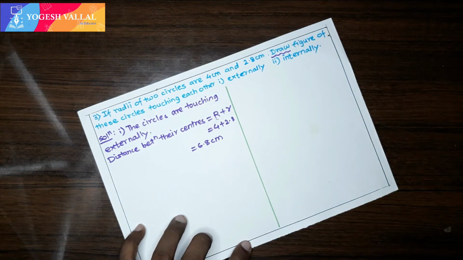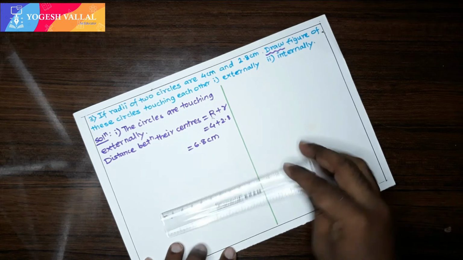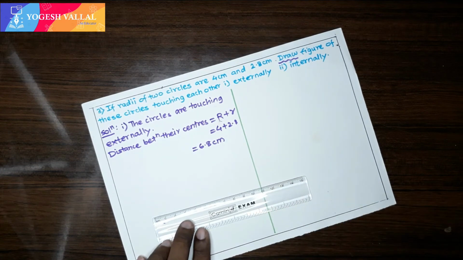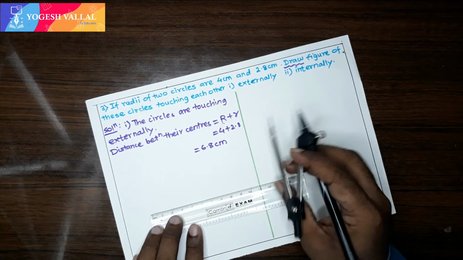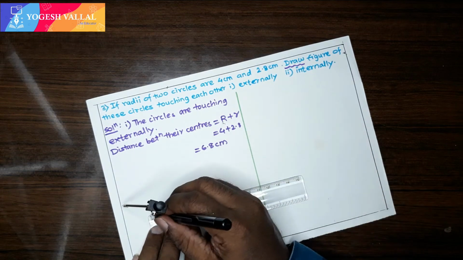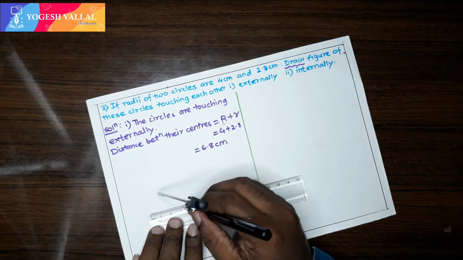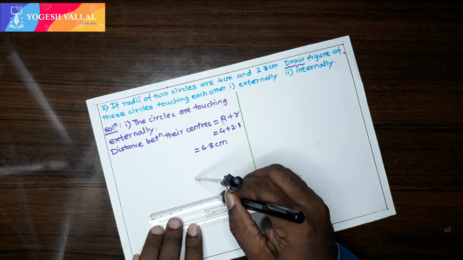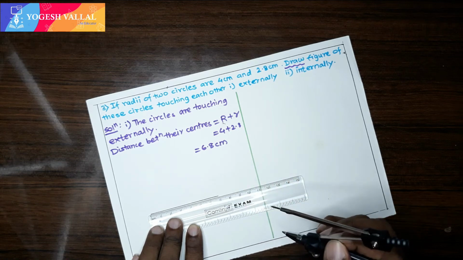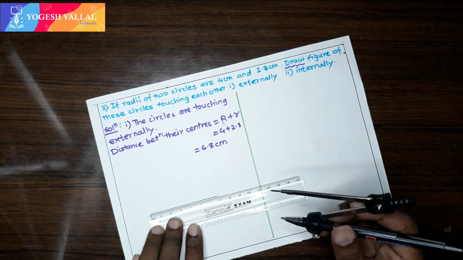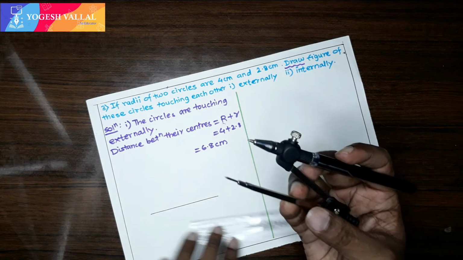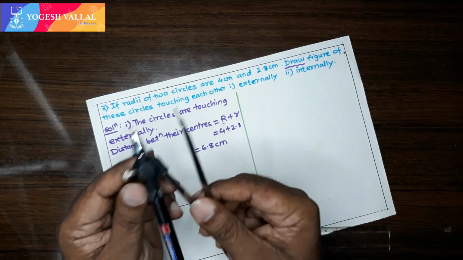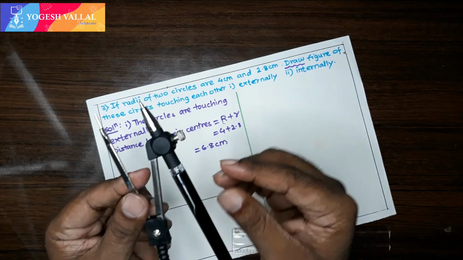So I will draw a line of 6.8 centimeter. Okay, I am going to draw a line of 6.8 centimeter. This is 6.8 centimeter. Okay, friends, many students can't use this apparatus, this device, properly.